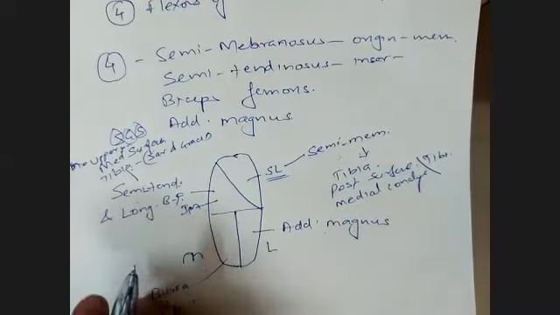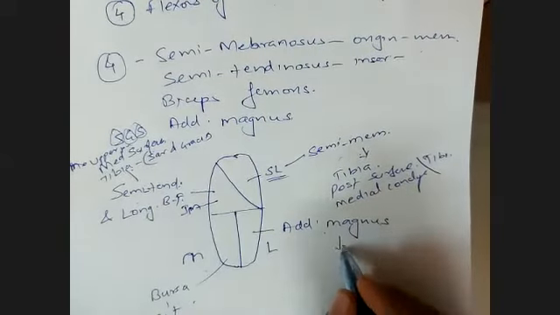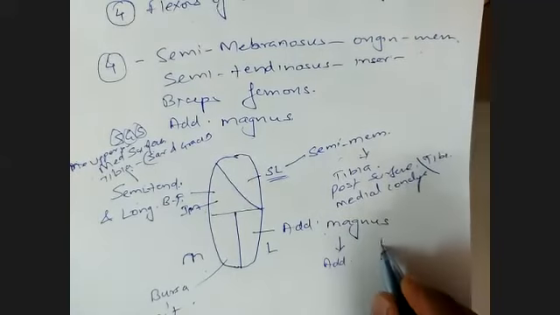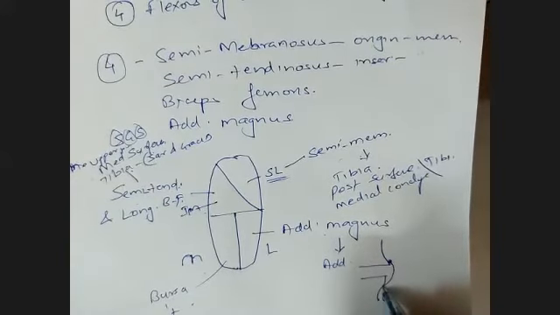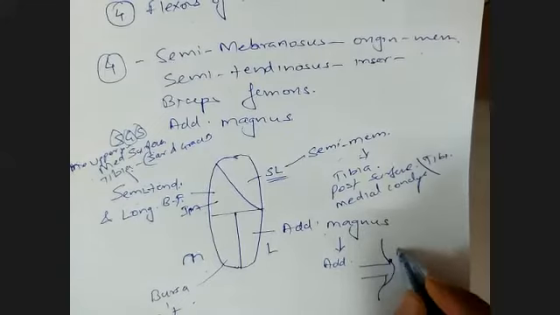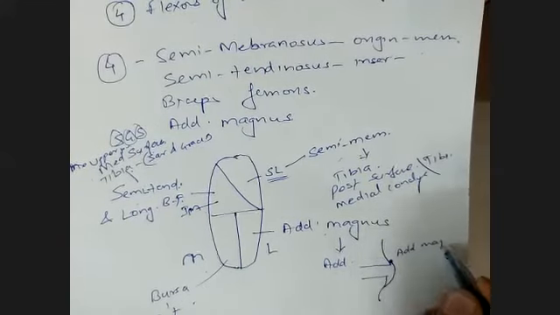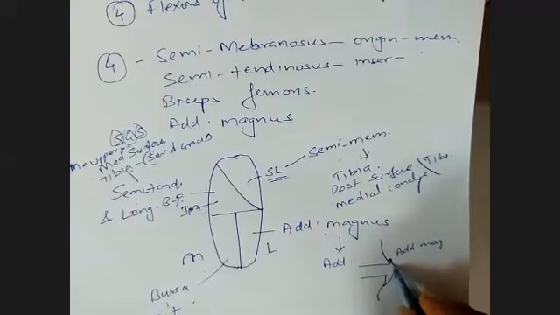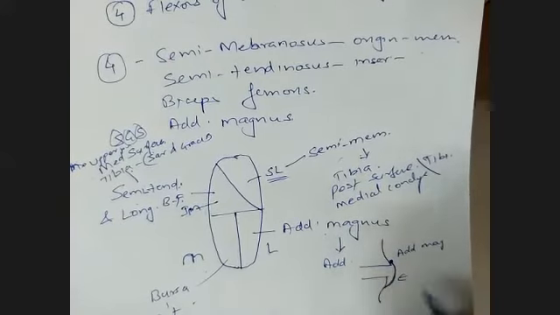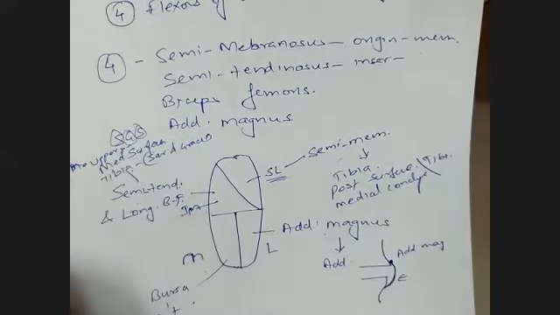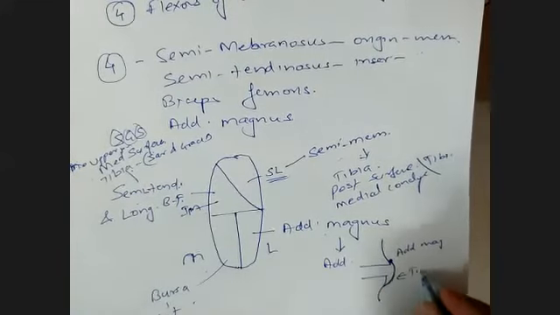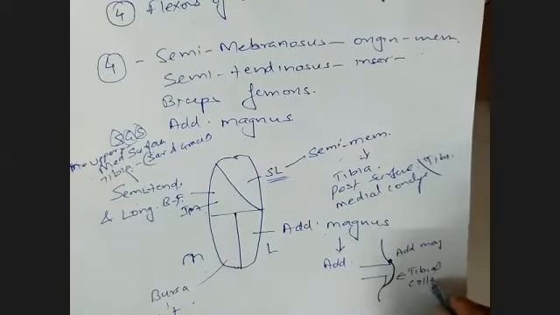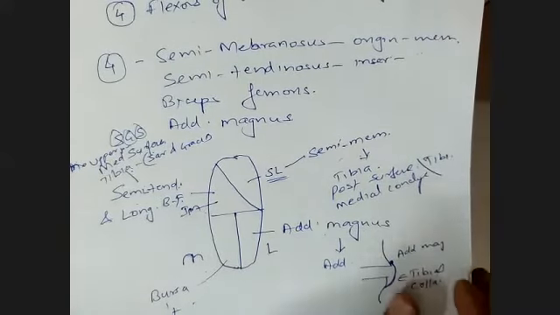Now adductor magnus gets inserted on the adductor tubercle of the femur, and from this adductor tubercle starts the tibial collateral ligament. So this is where the adductor magnus, the hamstring part, gets inserted, and from here starts the tibial collateral ligament, which is supposed to be its divorced tendon. That's how we say that it is also part of the hamstrings.